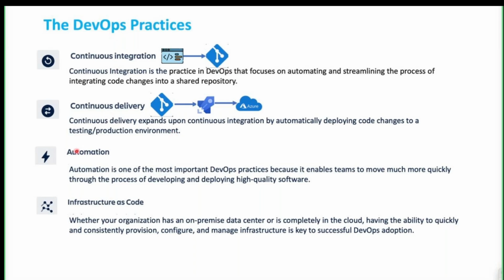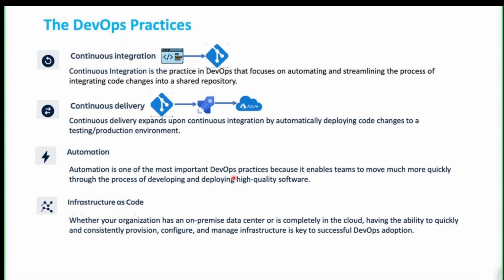The third part is automation. Automation is a core part of DevOps. If you enter DevOps, everything will be automated. We will see how we can automate using Terraform and Azure Pipelines and all. And the fourth thing is infrastructure as code.